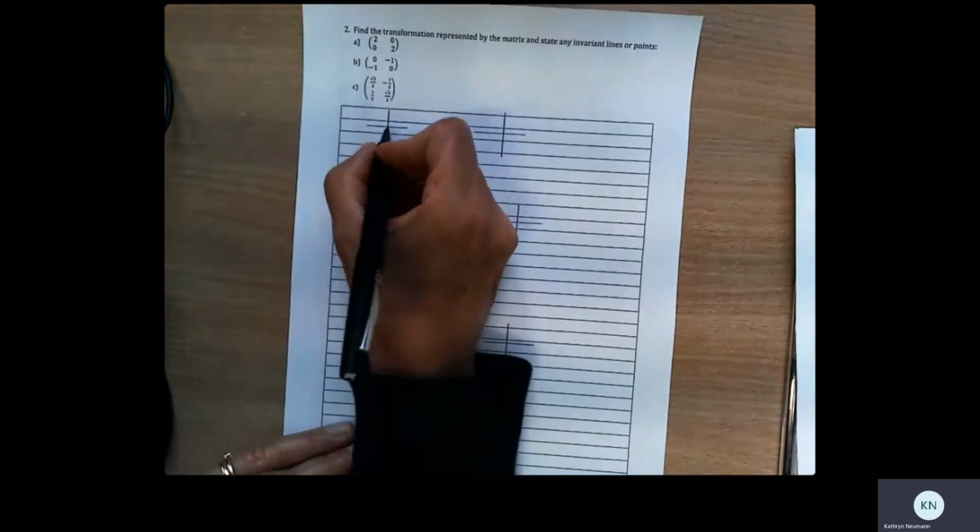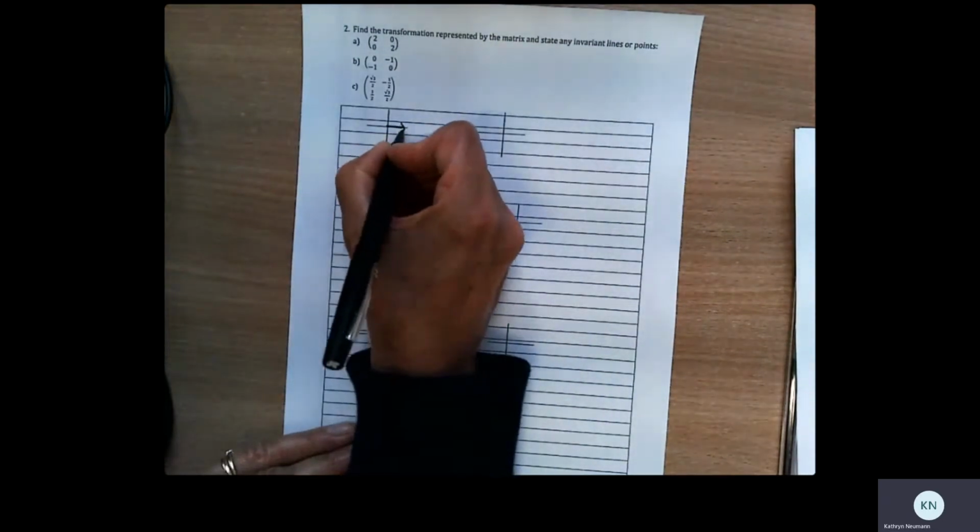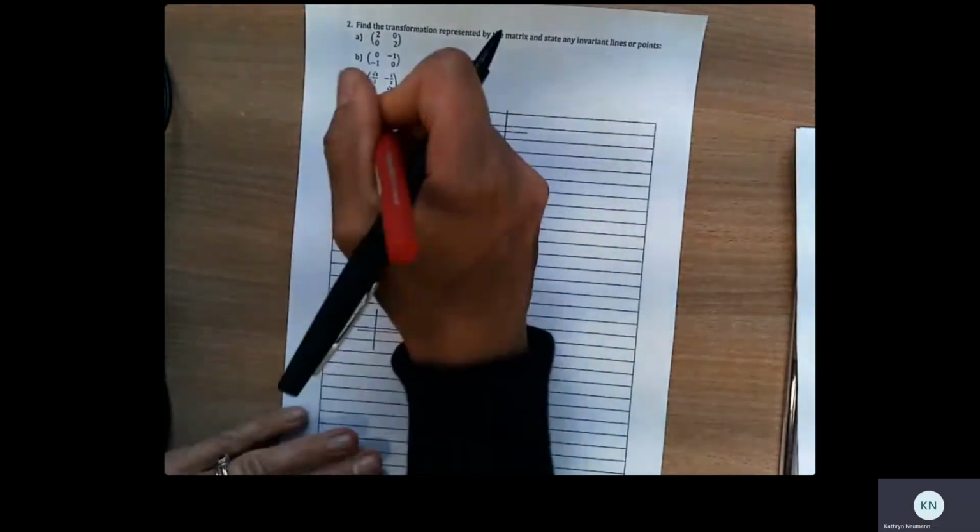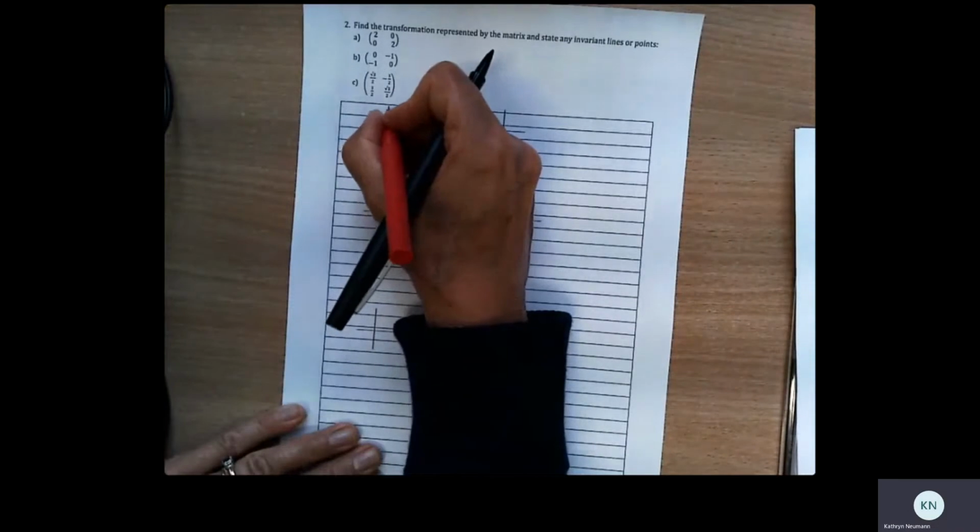You can be given the transformation and you need to find the matrix, or you can be given the matrix and you need to find the transformation. So we follow the same process for each of these. Think about, where do the unit vectors end up? So if we start with this one, we've got our unit vectors looking like that. Now, where do they map to?